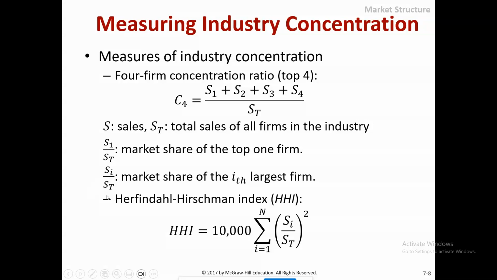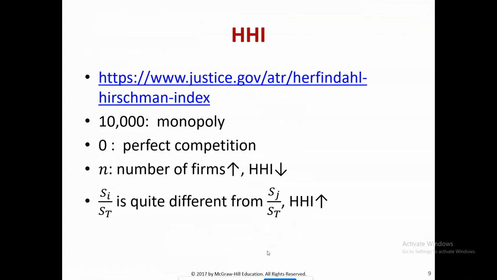The second index to measure industry concentration is more widely used. It is the Herfindahl-Hirschman Index, or HHI. It is a summation of the squared market share for each firm within the industry. According to the Department of Justice, the HHI takes into account the relative size distribution of the firms in the market.